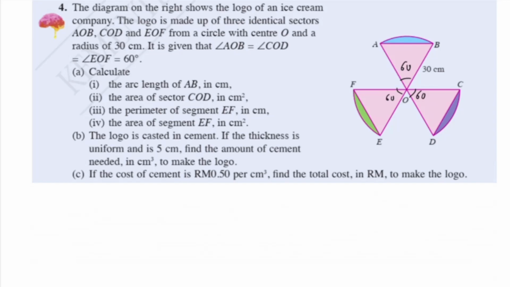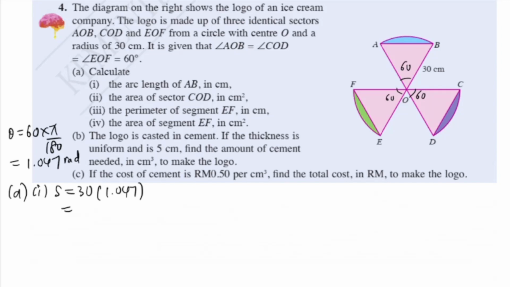Okay, the length of arc AB is r theta. Your radius is 30. Your theta is 60. Just to make your answers the same as the textbook, we'll round off your theta to 60 times pi over 180. Please use 3.142 and you will get 1.047. So theta is 1.047. Multiply, and you should get 31.41.